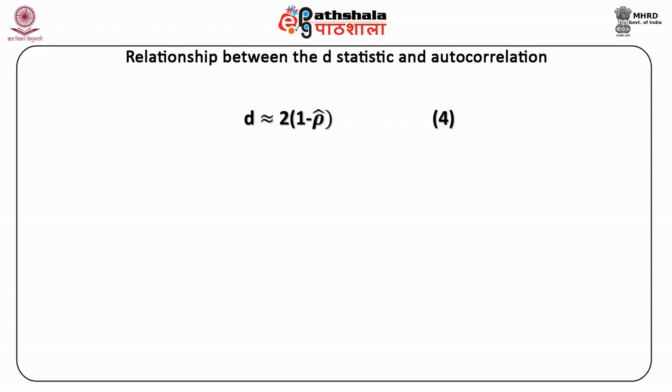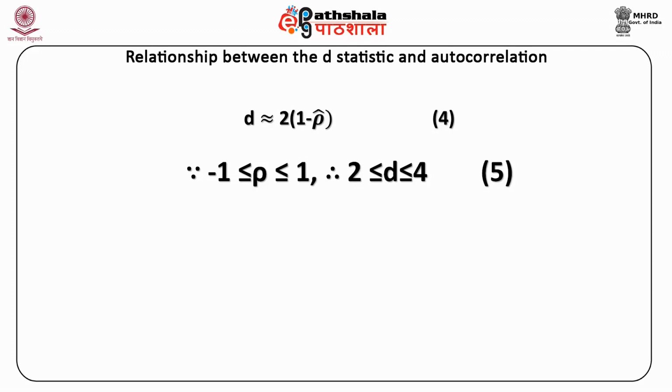Because rho is between plus minus 1 and can be written as rho greater than or equal to minus 1 and rho less than or equal to 1, therefore we find that D is between 0 and 4 and can be written as 0 less than or equal to D less than or equal to 4. This is our equation 5.